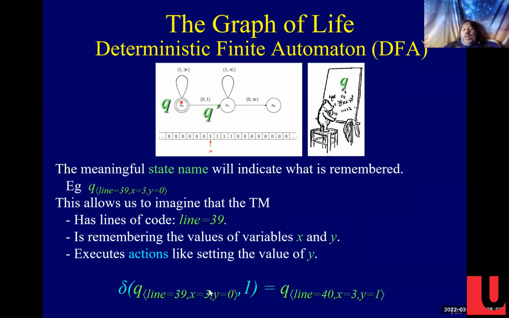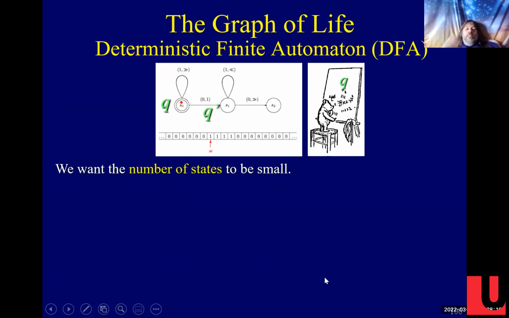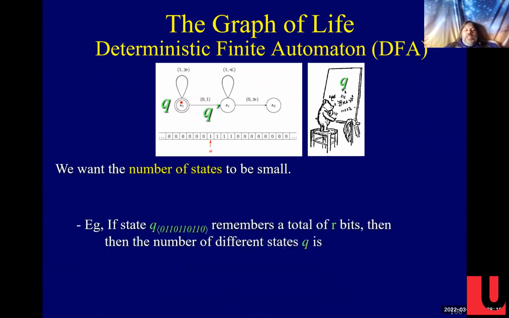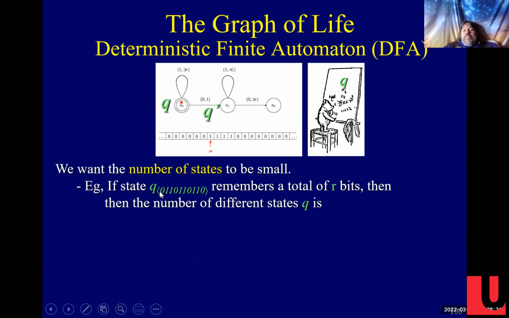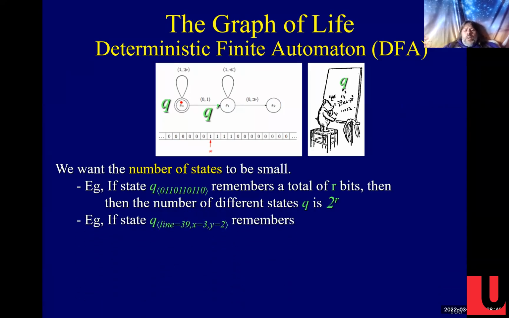So I like to think about computation. This is a transition from one state to another, right? And we want the number of states to be small. So for example, if the state is remembering R bits, I have R bits written on Pooh Bear's blackboard, I have R bits is the name of the state, then the number of such states, if I have all combinations, is 2 to the R, right? So that's a lot of states, which if we have to look at each of them, then that's a lot of work, right?